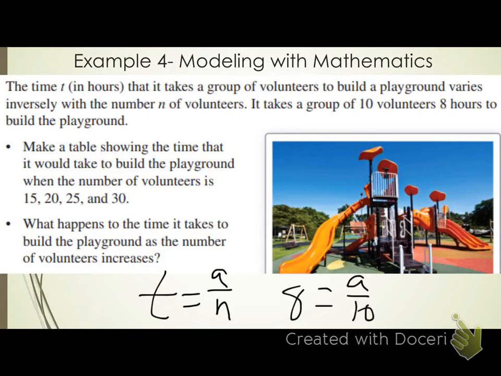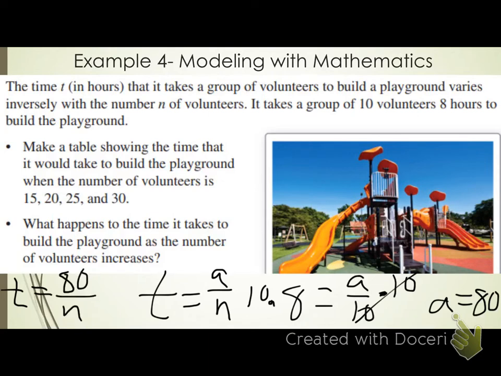How would I get A by itself? Multiply by 10 on both sides. So what does A equal? 80. So my formula is T equals 80 over N. Does that make sense? That's very similar to the previous example we just did. This equation is now going to help me fill in that table that I created on the next slide.